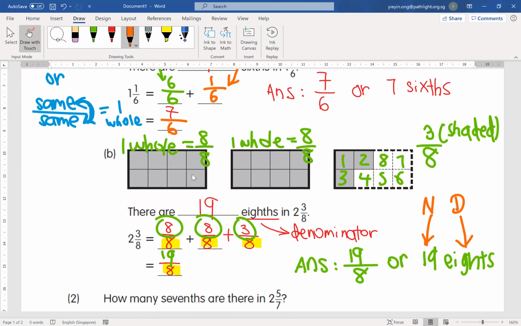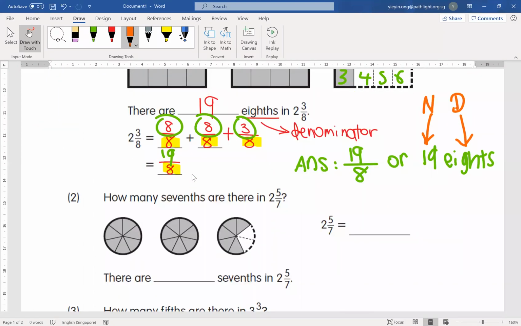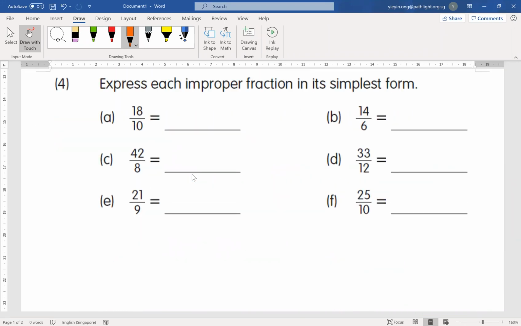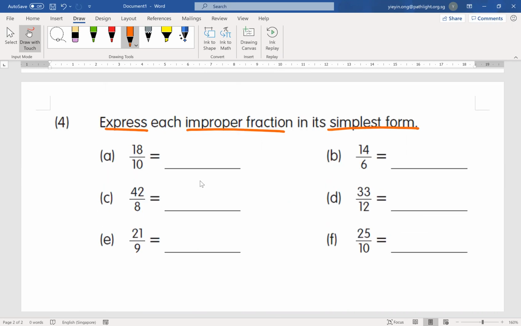Now, if you need more time, please pause the video. I'm going to continue to question 4. Okay, so question 4 says express each improper fraction in its simplest form. Okay, so some of us find simplest form by trying to divide by 2 or 3 or 5. So we try one by one. Okay, we need to divide the top and the bottom.